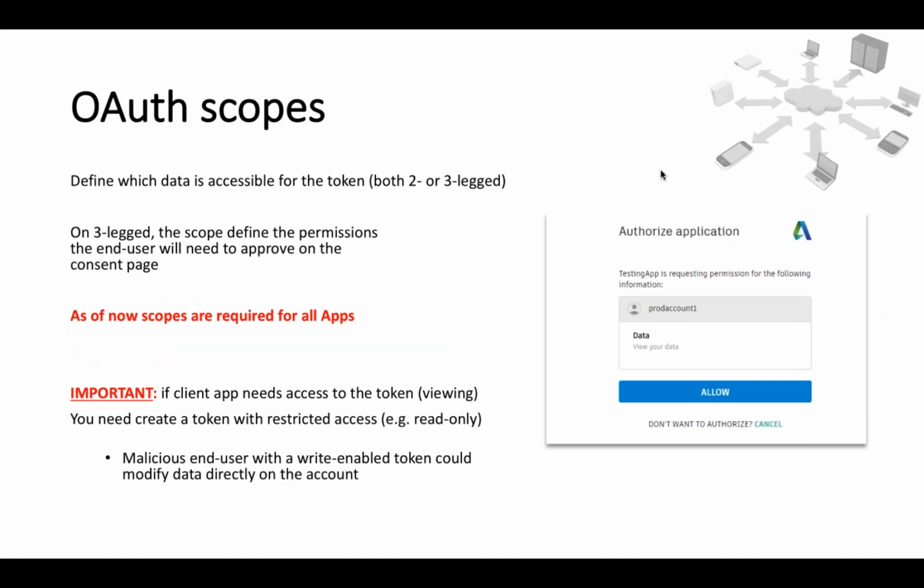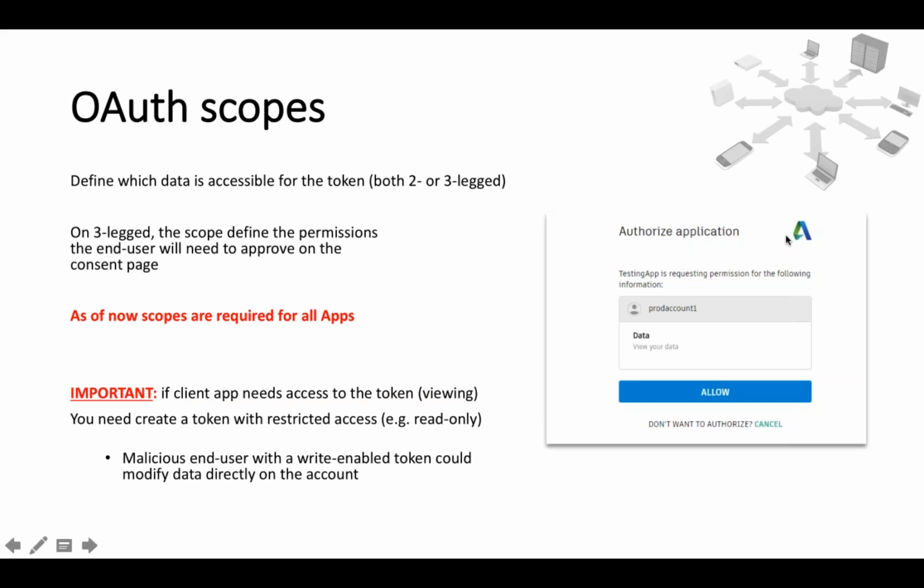So a change that we introduced in 2017 are the OAuth scopes. The scope defines which data is accessible for the token, and this concerns two-legged and three-legged applications. On the three-legged, the scope defines the permission that the end user will need to approve on the consent page.